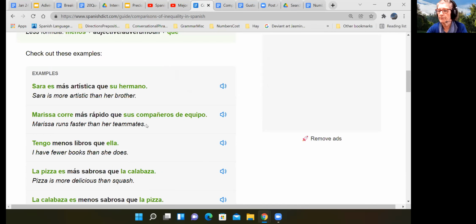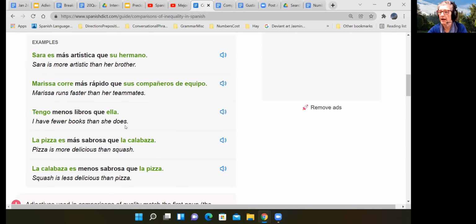Bien? Okay. Marisa corre, runs. Oh, we can use it to describe actions too. Marisa corre más rápido que sus compañeros de equipo. Marisa runs faster than, más rápido que sus compañeros de equipo, her teammates, her companions of team. I know, that's what we can combine.